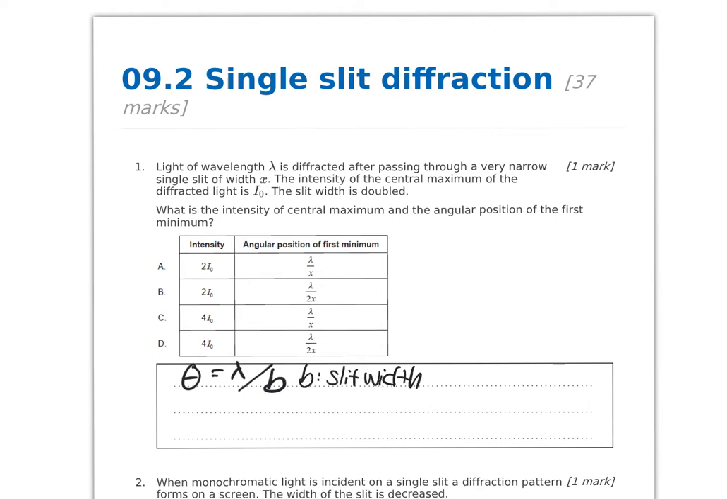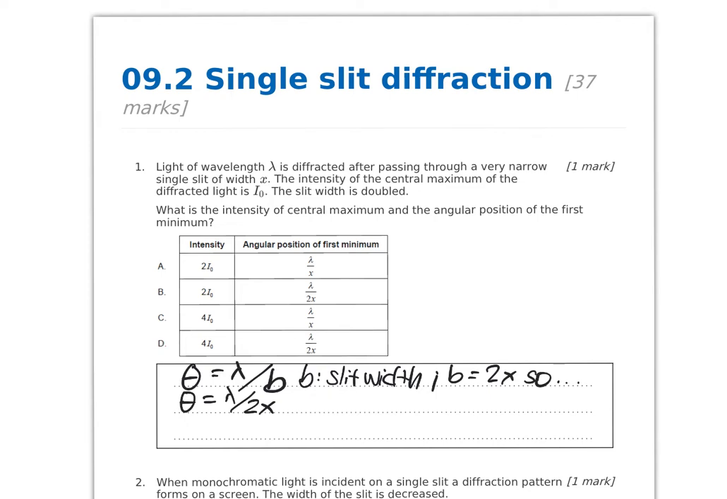where b is the slit width. And so they said that they doubled the slit width. The original slit width was x, and so the new slit width is double that. And so it says, what is the angular position of the first minimum? It's still lambda over b, but b is double x. So the answer to that part would be lambda over 2x. Okay, now for the intensity.